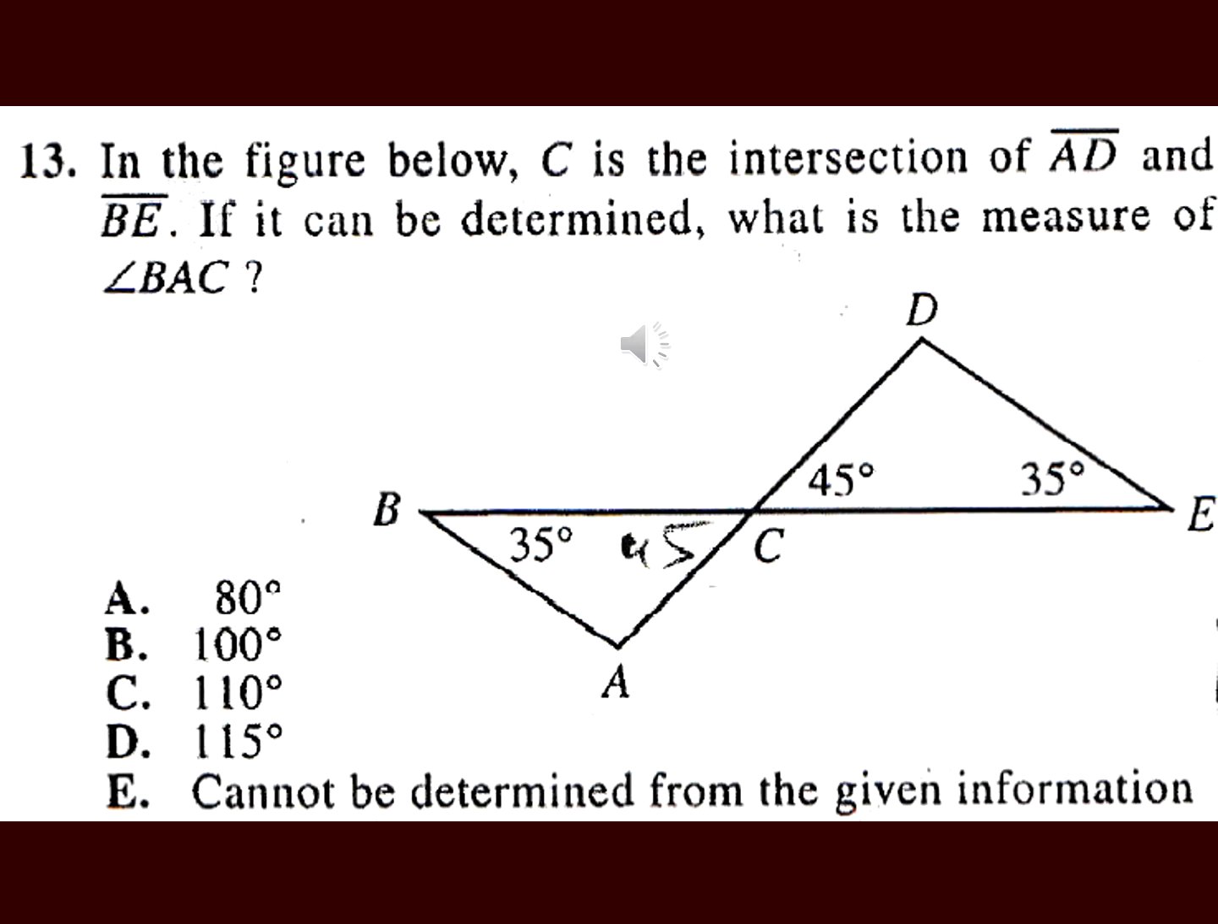In the figure below, C is the intersection of AD and BE. And then it says, if it can be determined, what is the measure of angle BAC? It might be 80, 180, 110, 115, or cannot be determined.